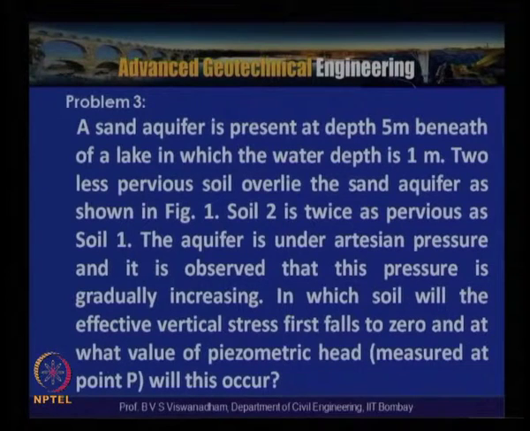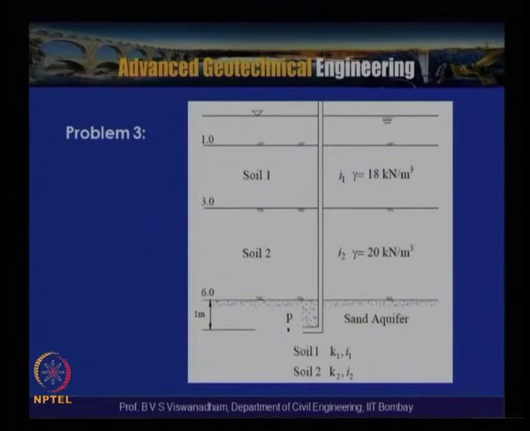The aquifer is under artesian pressure, and it is observed that this pressure is gradually increasing. So, in which soil, either soil 1 or soil 2, will the effective vertical stress first fall to 0, that is where the quicksand condition can come, and at what value of piezometric head measured at the point B will this occur. So, the cross section of the figure is like this.